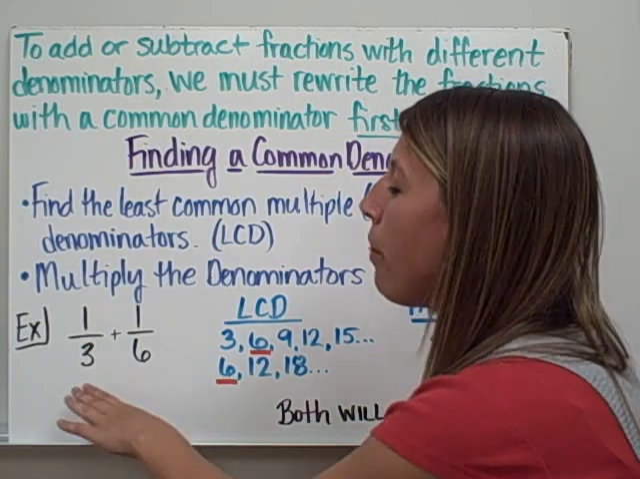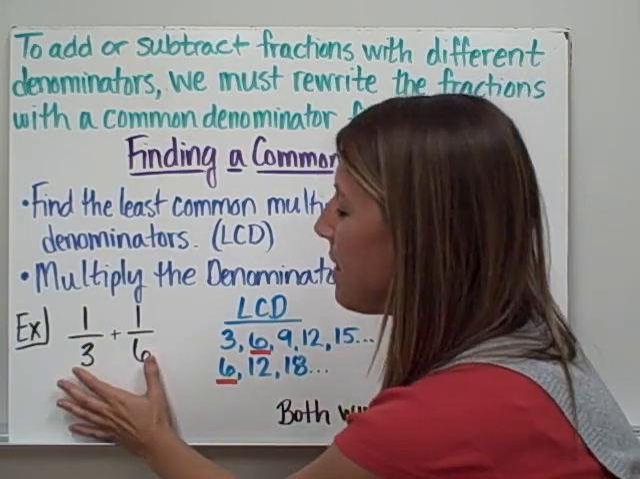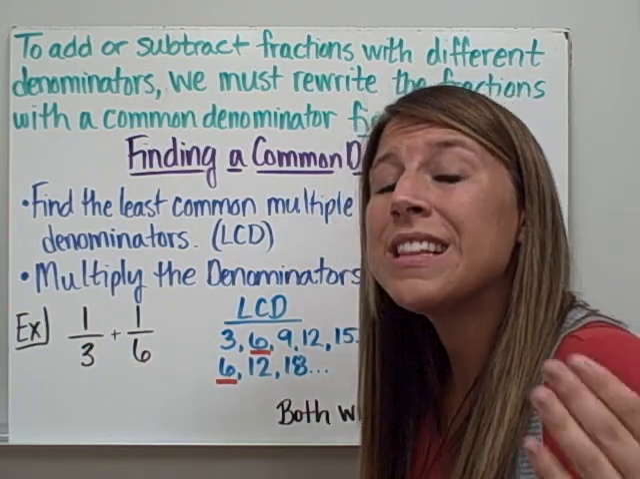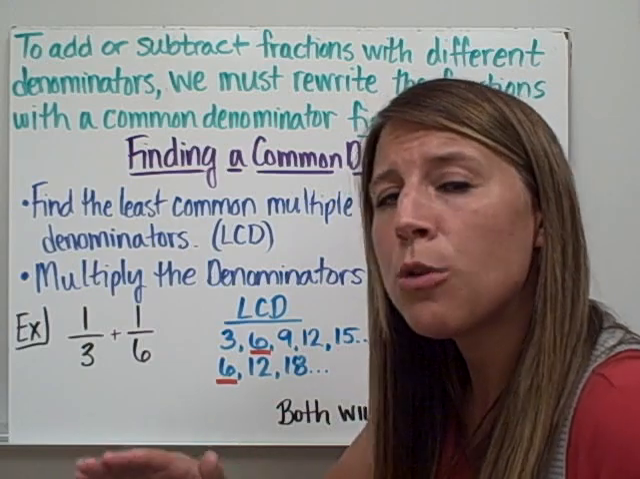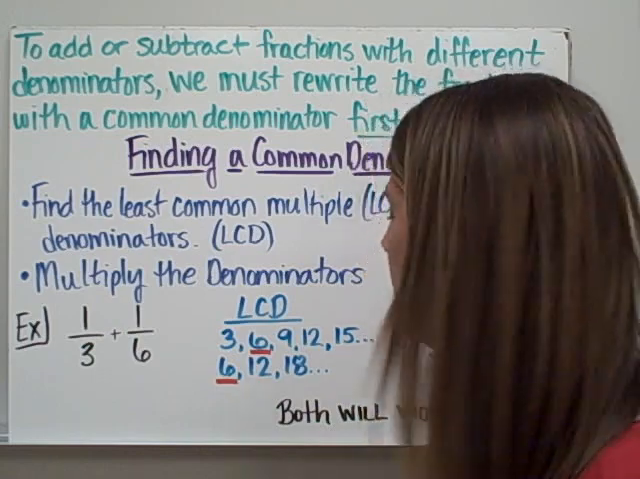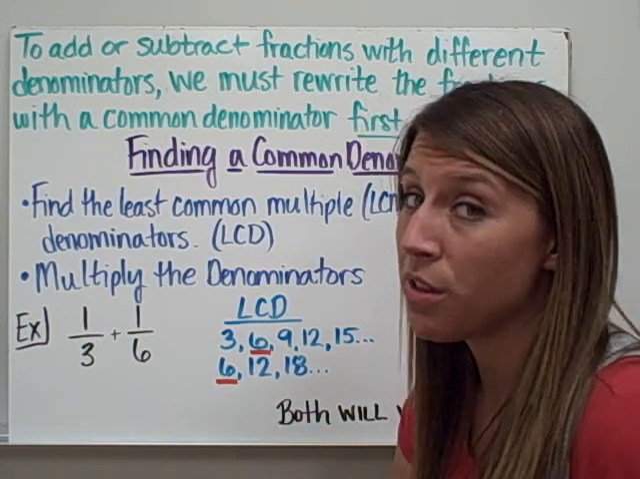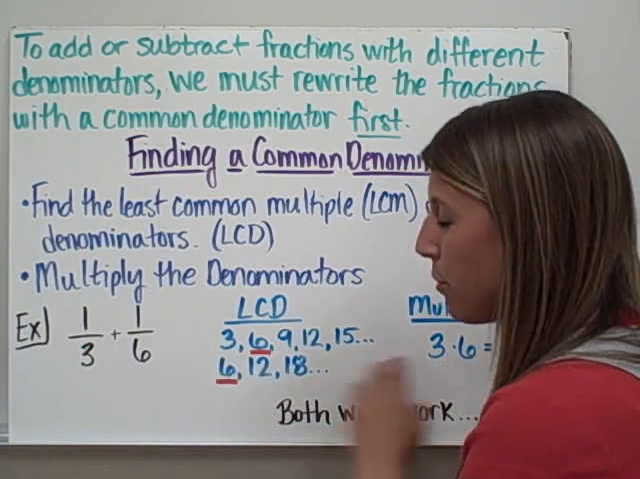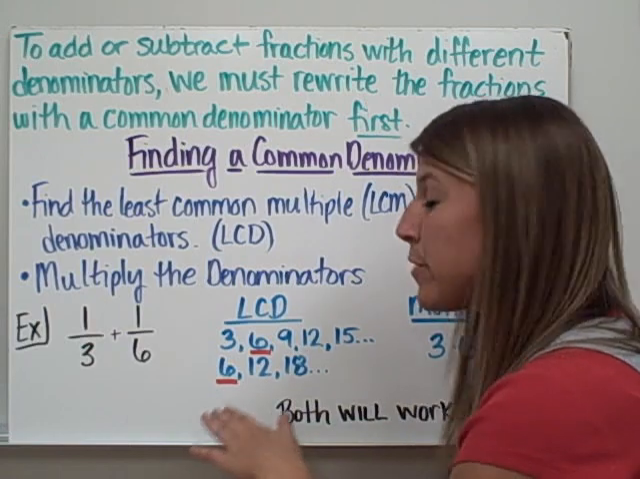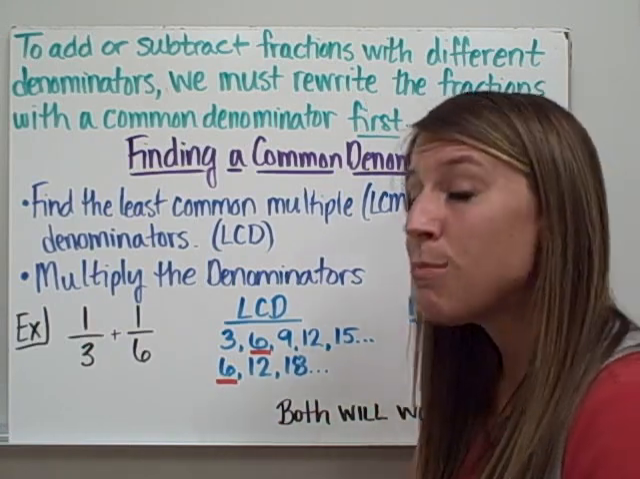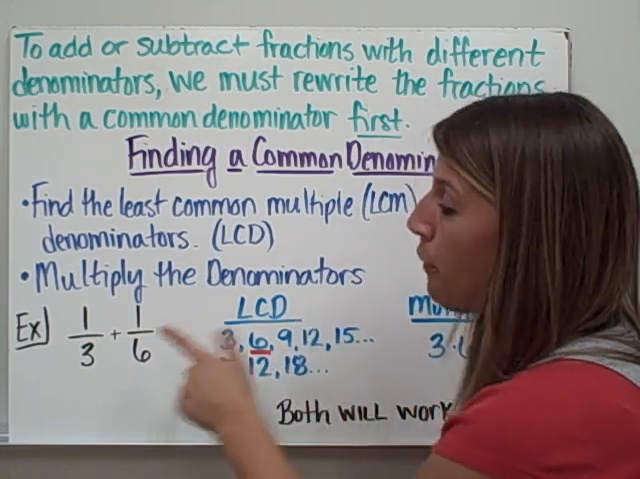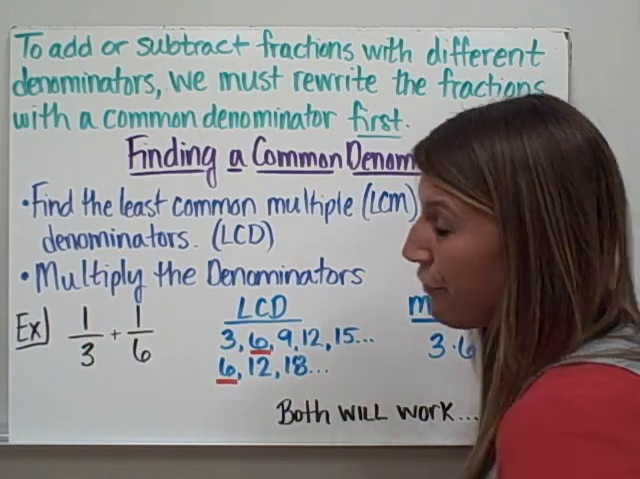If we were to look at 1/3 plus 1/6, they are not the same denominator, so we would have to find a common denominator. So to find a least common denominator, you can list out the multiples of the denominators to see what is the smallest multiple that they share in common. If I list out the multiples of 3, I have 3, 6, 9, 12, 15, etc. If I list out the multiples of 6, I have 6, 12, 18, etc. And the smallest multiple that they share in common is 6. So the least common denominator of 1/3 and 1/6 is in fact 6.